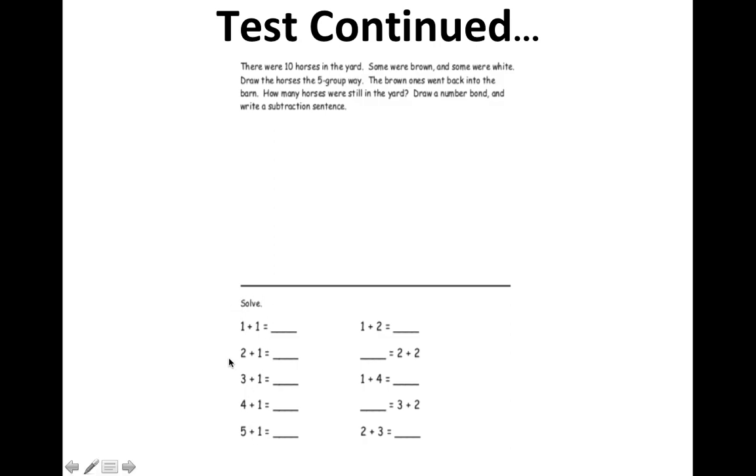These are pretty simple. It says 1 plus 1 equals blank. 2 plus 1 equals blank. 3 plus 1 equals blank. 4 plus 1 equals blank. 5 plus 1 equals blank. 1 plus 2 equals blank. Blank equals 2 plus 2. 1 plus 4 equals blank. 3 plus 2 equals blank. 2 plus 3 equals blank.